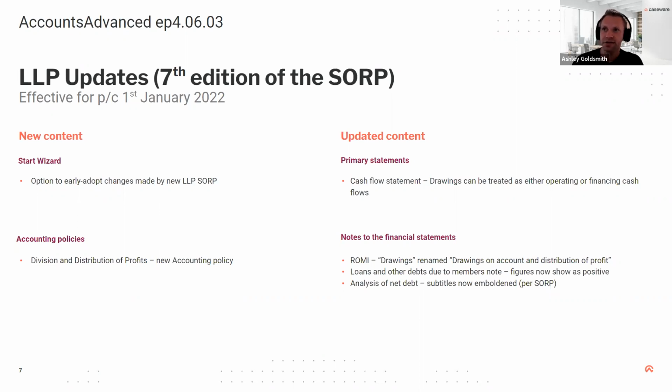The loans and other debts due to members notes, we had some feedback that obviously most of the figures in that note would be negative per your trial balance. We've flipped those figures now to show as positive as you would expect, perhaps in a creditor style note. So we've made that change. And the analysis of net debt, again, strictly by the letter of the new LLP SORP, we've got some additional row headers and emboldening of row descriptions on that particular note. So again, I'll just show you what the changes are there.